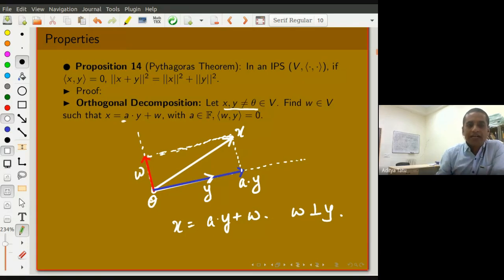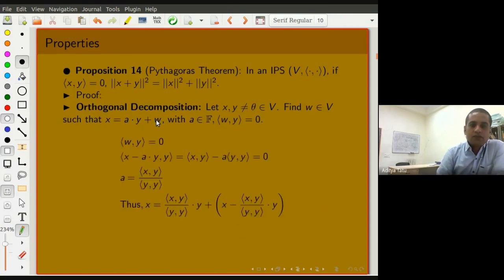So how do we find A and W? These are your two unknowns. Okay. So we know that W inner product Y is 0, right? From this equation, I can just substitute, instead of W, X minus A times Y, right? And then using linearity in the first argument of the inner product, I get this expression: X inner product Y minus A times Y inner product Y must be 0. So that directly gives me the solution to A: X inner product Y divided by norm Y squared.